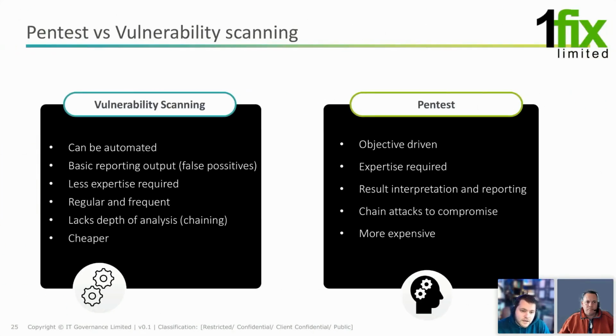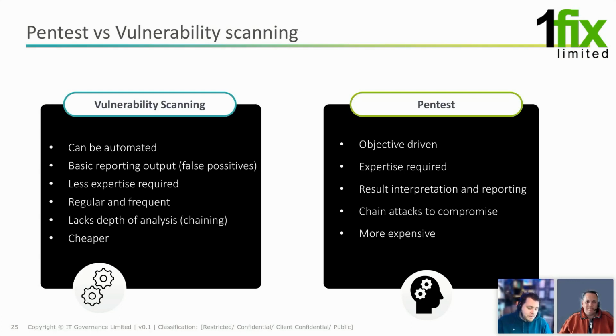Pen test versus vulnerability scanning. I know I touched on this earlier. So a vulnerability scan is not a pen test. Vulnerability scans are still important. I tried not to word it in a way that one is better than the other. It is, but it fits its own purpose.